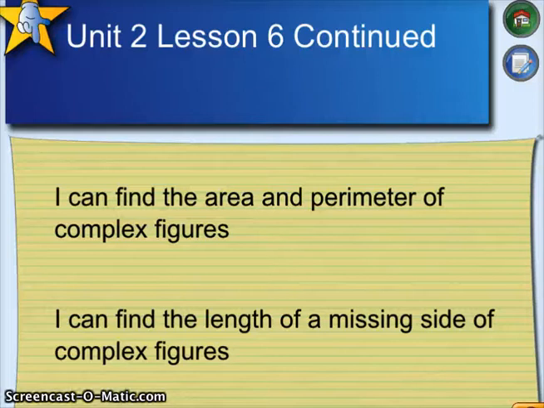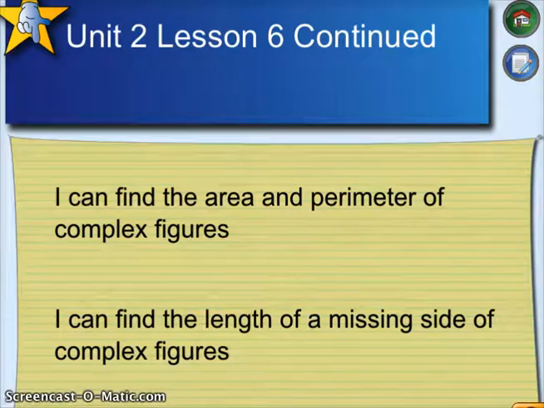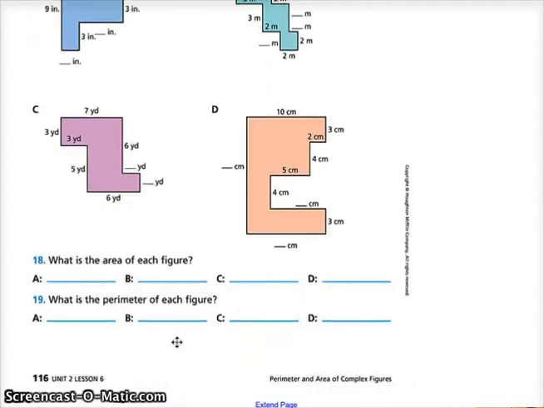Alright, this is Unit 2, Lesson 6 continued. I can find the area and perimeter of complex figures. I can find the length of a missing side of complex figures. We will start with the back side of your homework last night, page 116.